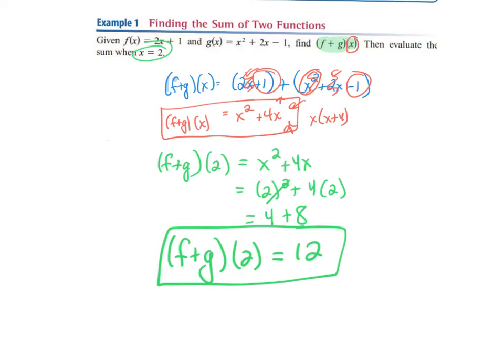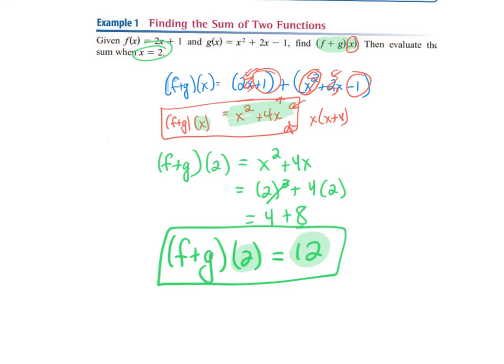What I want you guys to take from this is when they have an x here at the end, that means leave your answer in terms of x. You want your answer to have x's in it. When you have a number, you're actually going to get a numerical answer.